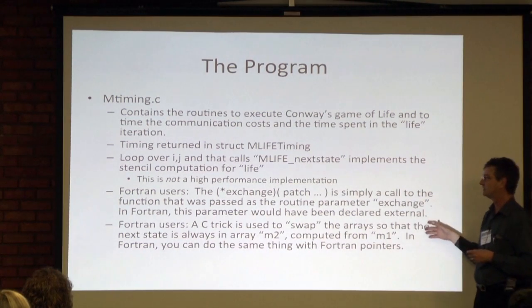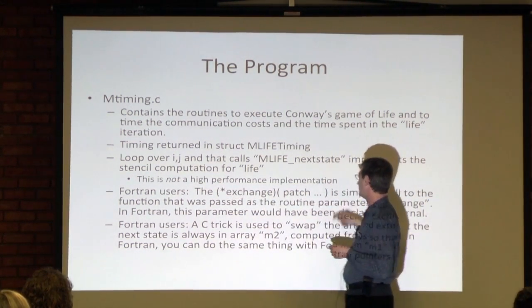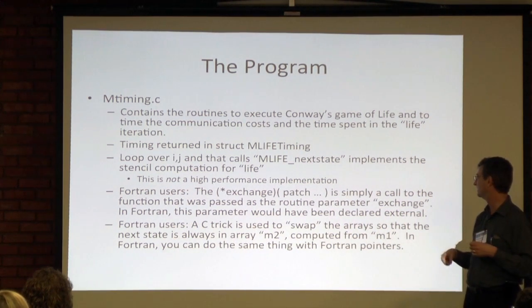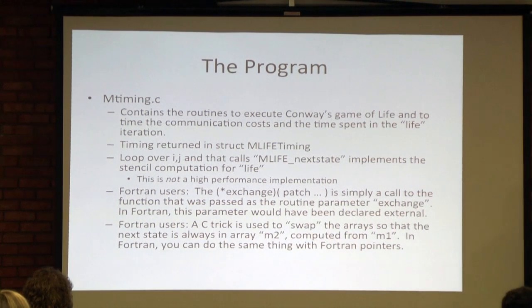For Fortran users, there's this sort of mysterious code that has parentheses star exchange, blah, blah, blah. That's simply calling a function that was passed as a parameter. And that function name would have been declared external in Fortran. And there's also a trick that's used to swap the pointers to the arrays so that I don't have to duplicate the code going from A to B and then from B to A, or from M1 to M2 back to M1.